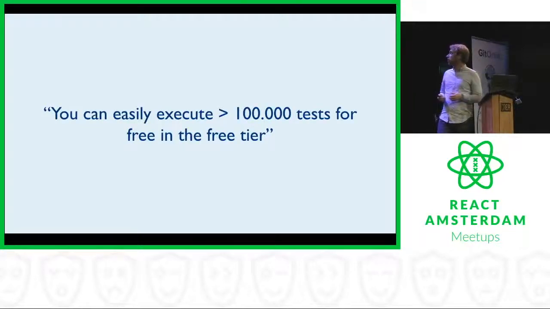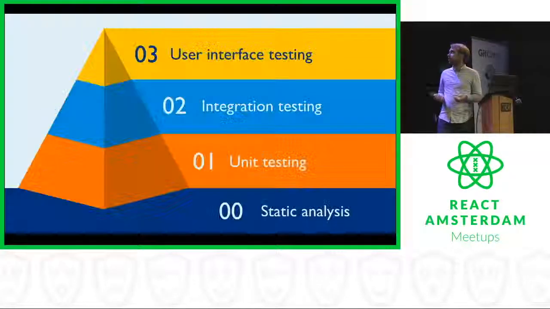And you might say, well, that can get expensive really quickly. Well, it turns out you can easily run over 100,000 tests a month for free in the free tier, because those tests only take roughly 8 seconds apiece, and it just spins them up and tears them down again when they're done. So it doesn't take that much time, which is great.